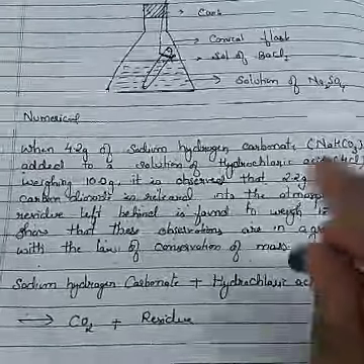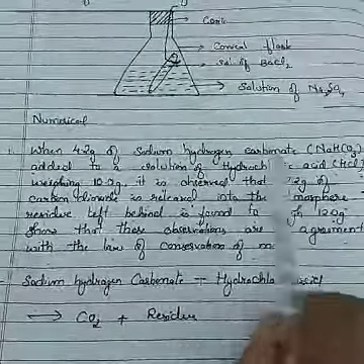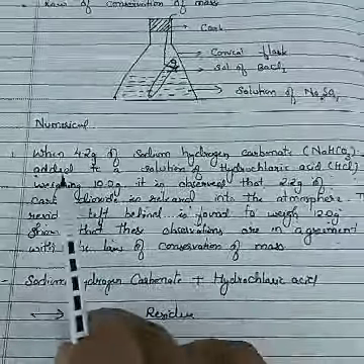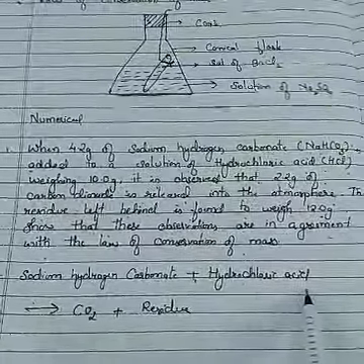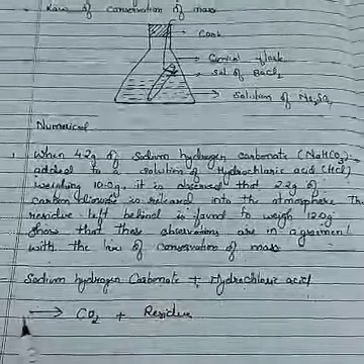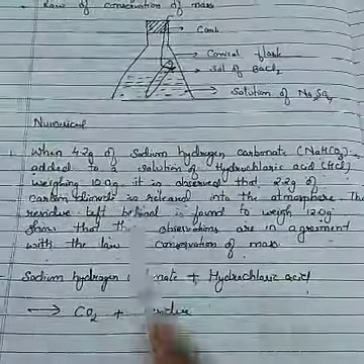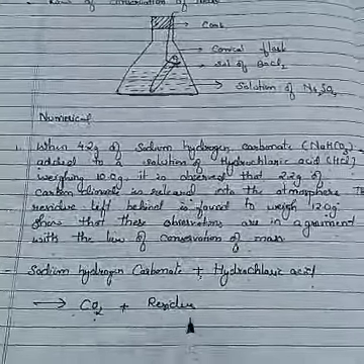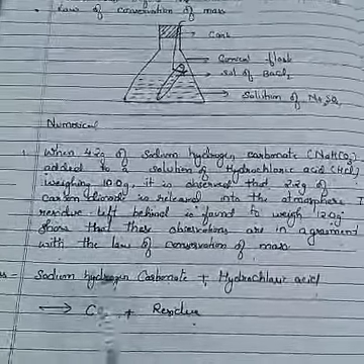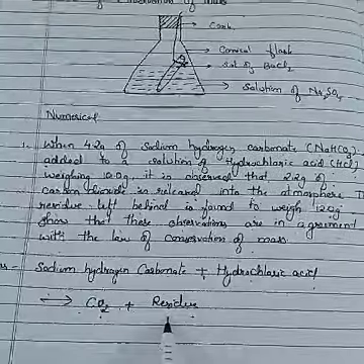So, first thing, frame an equation. Sodium hydrogen carbonate is added means plus, to a solution of hydrochloric acid. It is observed means the reaction has been done. 2.2 grams of carbon dioxide is released means coming out. So carbon dioxide is released into the atmosphere and the residue is left. Try to frame this equation. If you frame this equation, automatically you can solve the numerical.